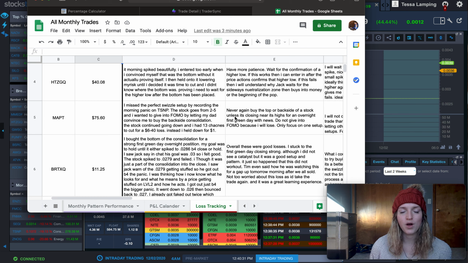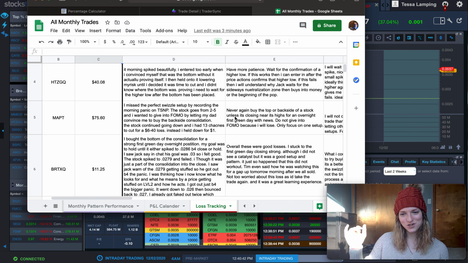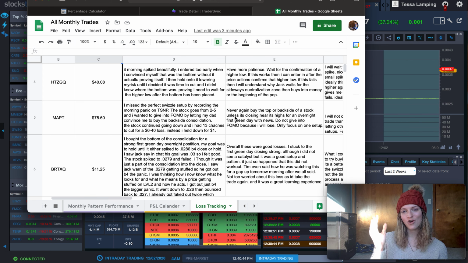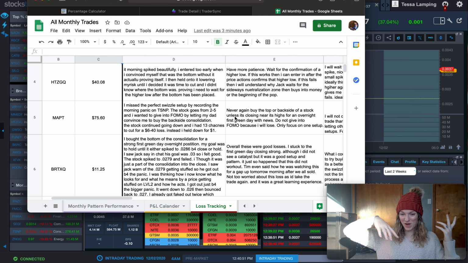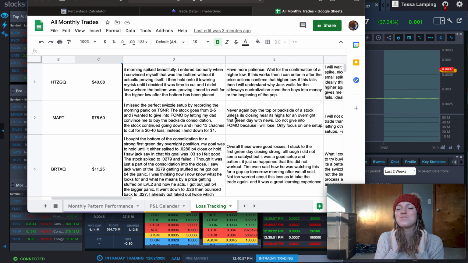MAPT, I missed the, oh goodness. I missed that perfect sizzle by recording a panic on another stock. It followed price action perfectly. I even got it on video, and I ignored it because I wasn't focusing on it. And then it spikes up like 400%. And it's like, well, why don't you buy it? It's like, oh, because it's on the back side. I know not to buy it. I shouldn't buy it. It usually comes down when I do this.